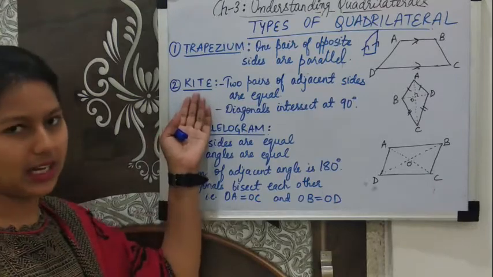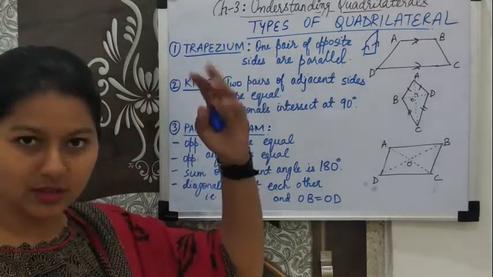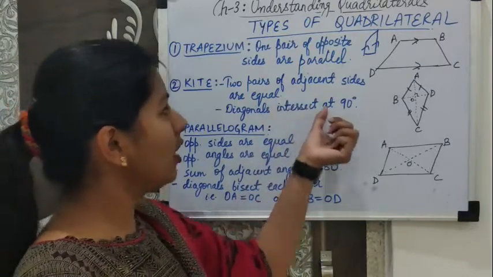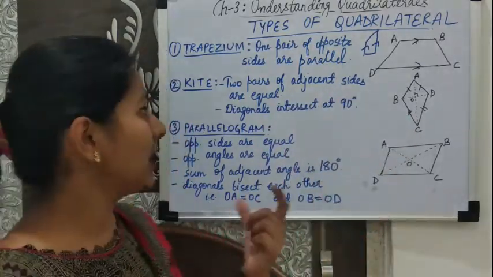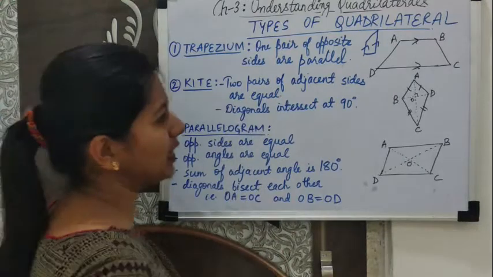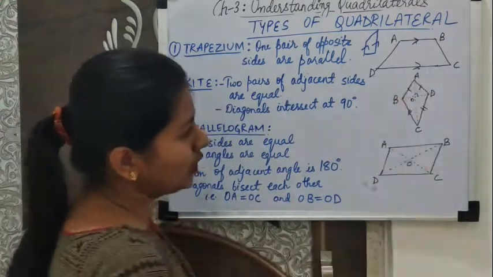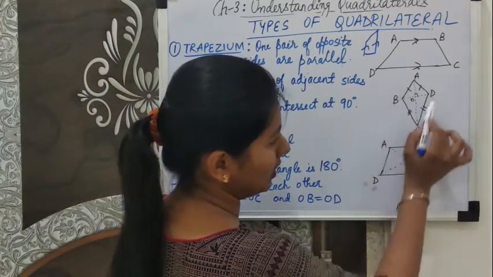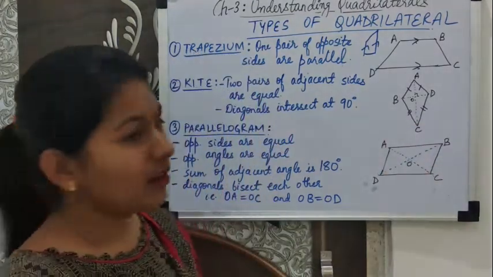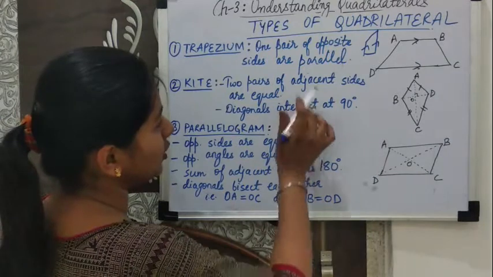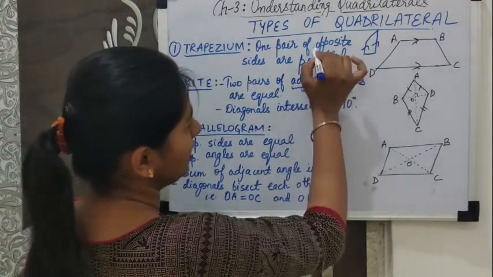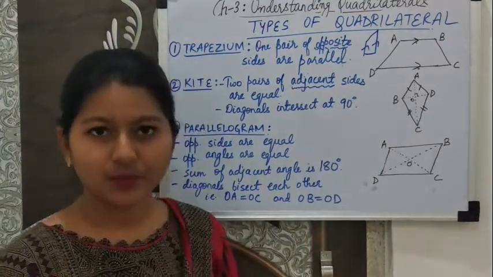Now next is kite, which you must have flown in the air. But right now you have to understand what the different properties of a kite are. The first property is, like you can see in the diagram, these two sides are equal and these two sides are equal. Fine. अच्छा यहाँ पे अगर आप ध्यान दें तो ये दो आपको different words थोड़े दिख रहे हैं. एक ही adjacent और एक ही opposite.